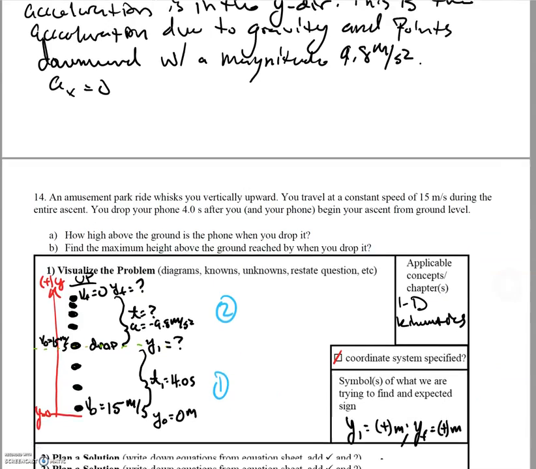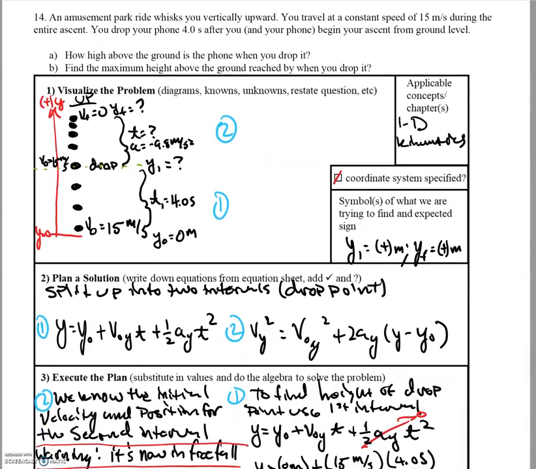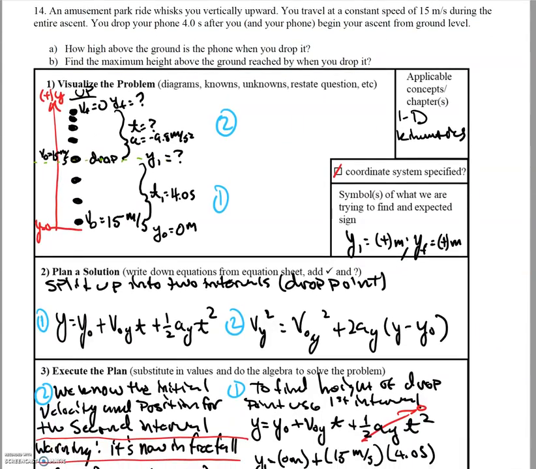Moving on, got problem 14. An amusement park ride whisks you vertically upward. You travel at a constant speed of 15 meters per second during the entire ascent. You drop your phone 4 seconds after you and your phone begin your ascent from ground level. How high above the ground is your phone when you drop it? Find the maximum height above the ground reached by the phone after you drop it.